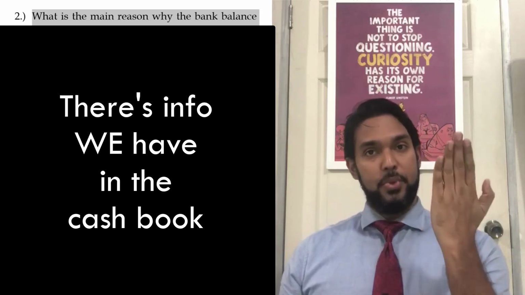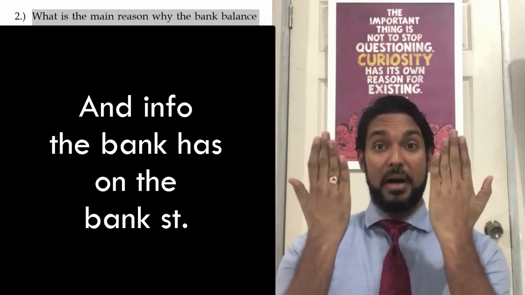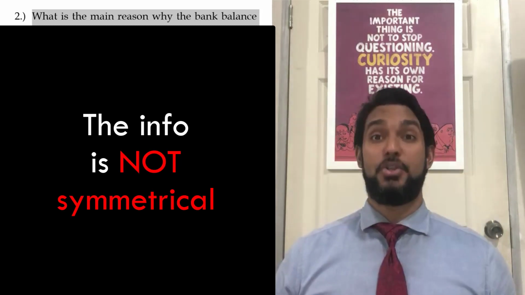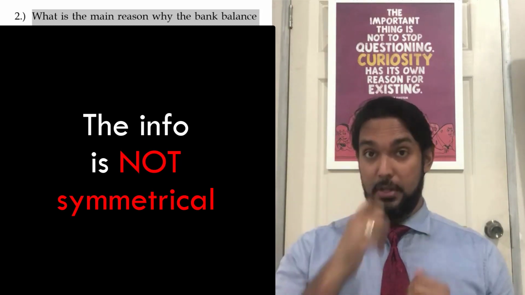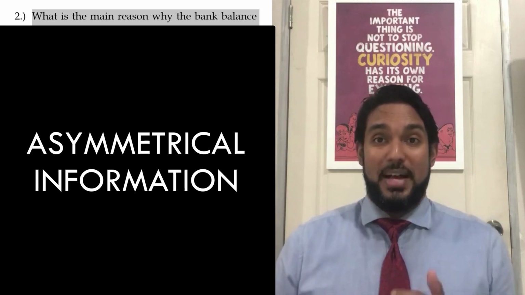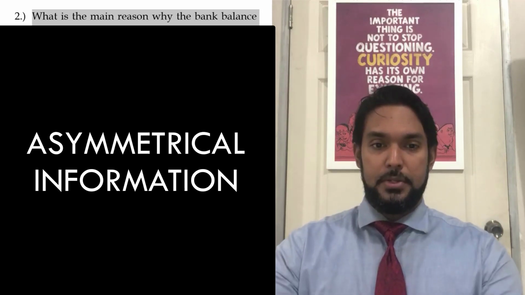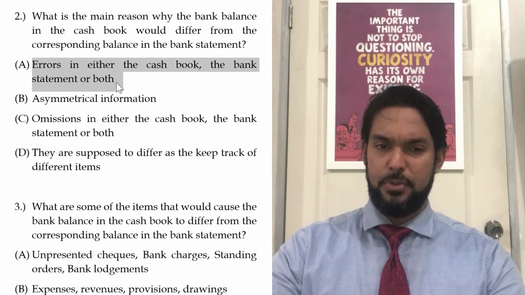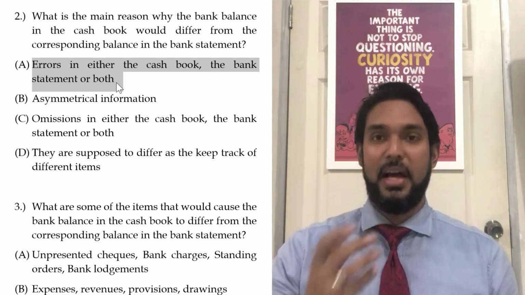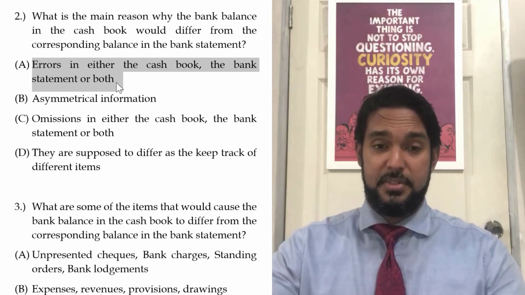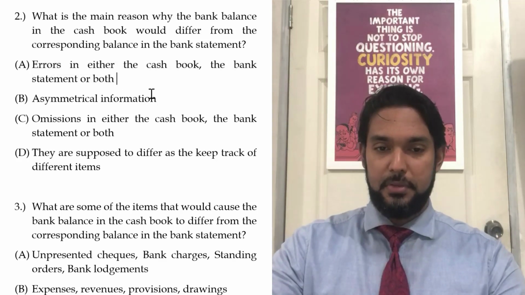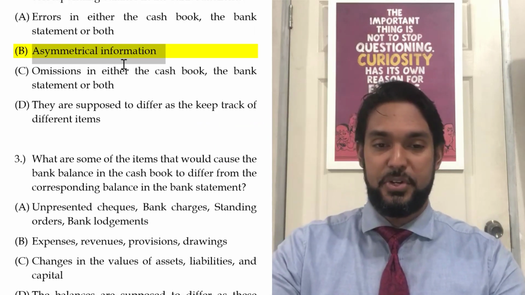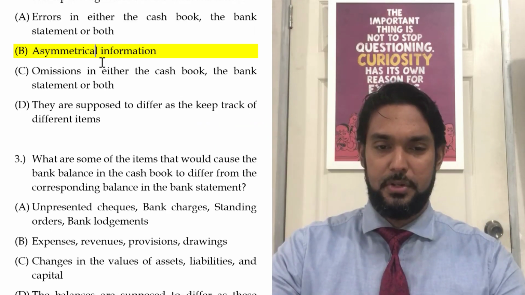So there's information we have in the cash book and information the bank has in the bank statement. And most times those things aren't symmetrical. The information is not symmetrical. So this is what you call asymmetric information. They have errors in either the cash book, the bank statement, or both. Well, I mean, that could be a reason. Yes, but the best answer here is the one I wanted it to be: asymmetric information. I don't think asymmetrical is a word. I could be wrong.